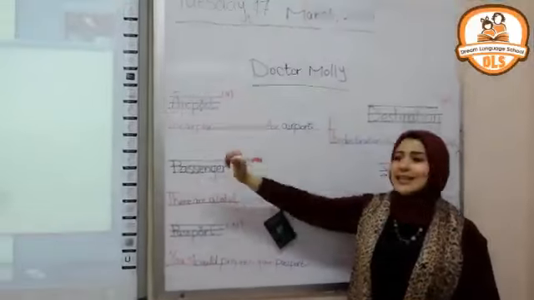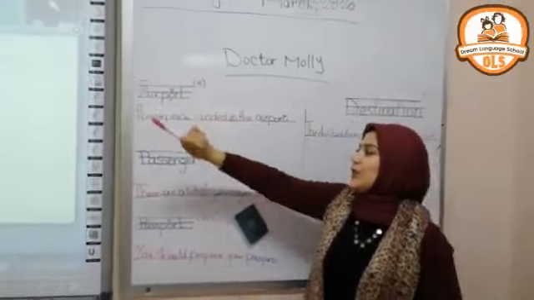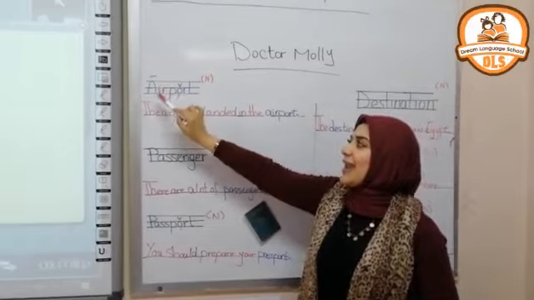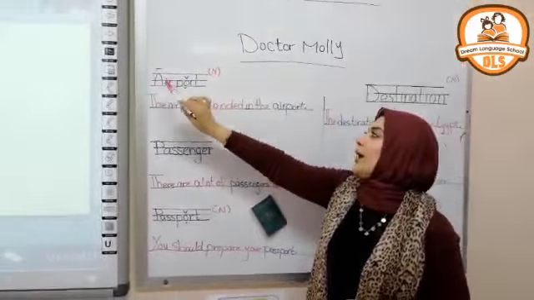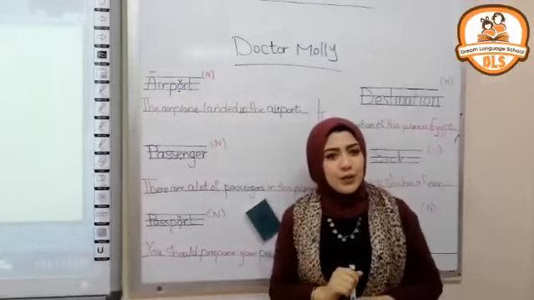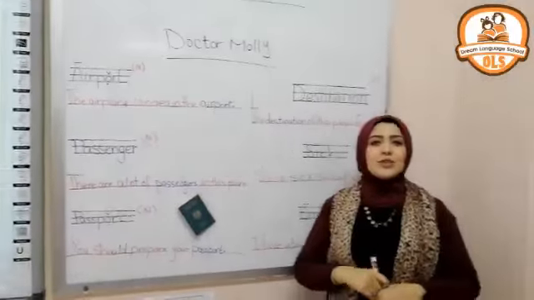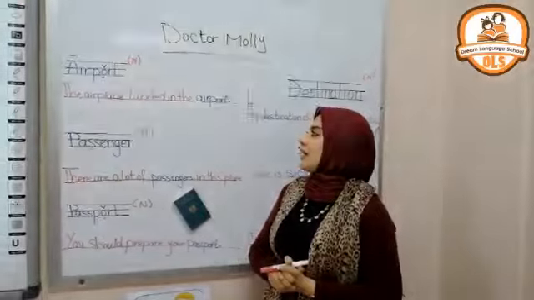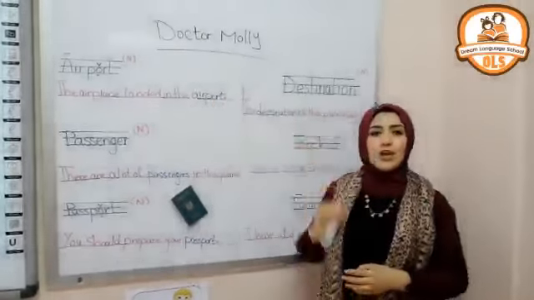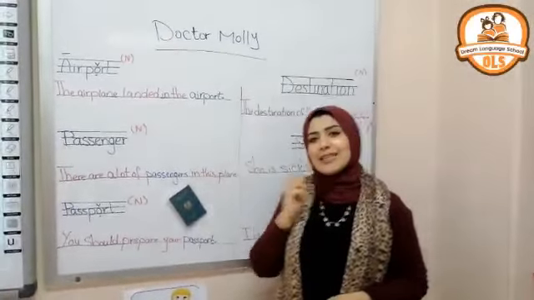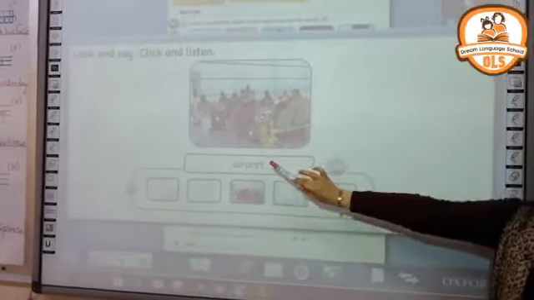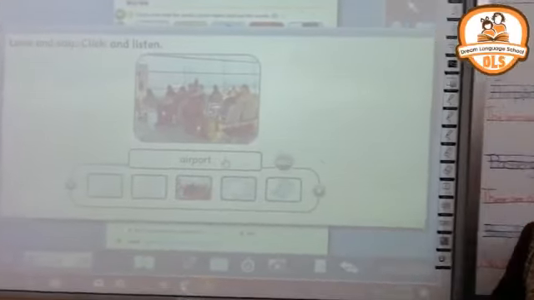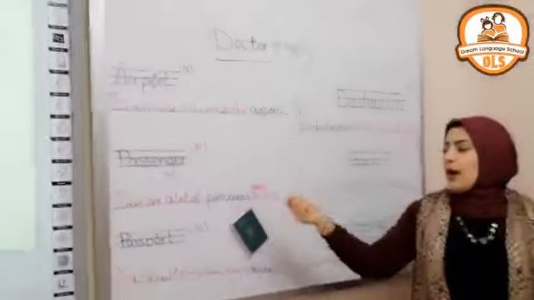The first one is airport. Air, long A, port, short O. Airport. What's the airport? The airport is the place where a lot of planes, the airplanes, land. Airport. Let's listen to airport together. Airport. Airport.